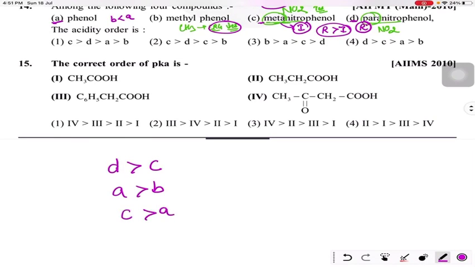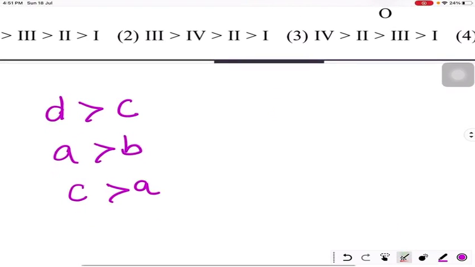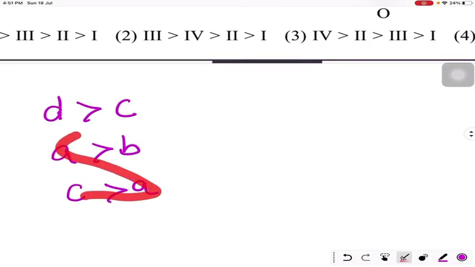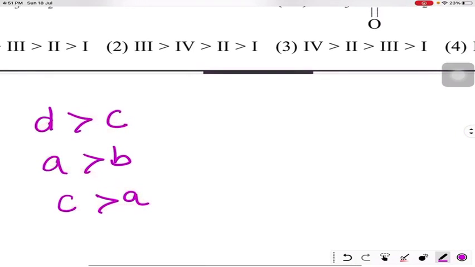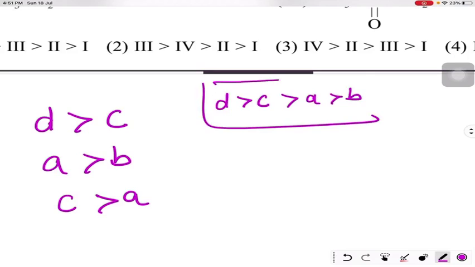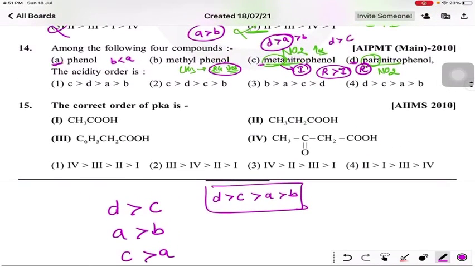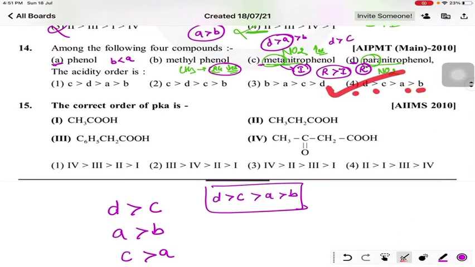So we can arrange them in the correct order. D is stronger than C, then C is stronger than A, and A is stronger than B. So this is the correct option. This is option number D, C, A, B, which is option number 4.